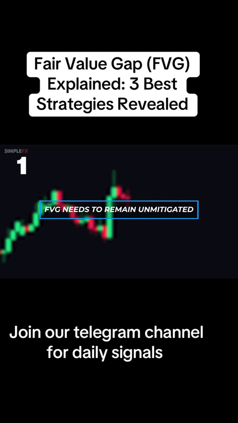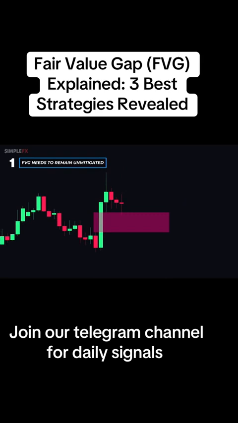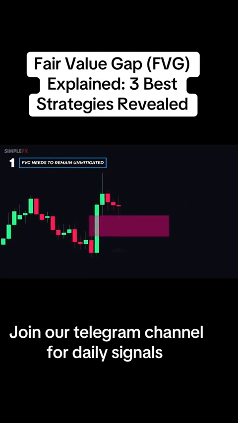To ensure that a fair value gap has a high chance of success, it needs to remain what's called unmitigated, which means not tested. And so, whenever you see a fair value gap on a chart, you need to make sure that it hasn't been retested by the price yet, because the effectiveness of a fair value gap decreases once the price touches it for the first time. For example, if you see a fair value gap that forms, but you also notice that the price has already retested it, then it's no longer an effective fair value gap.